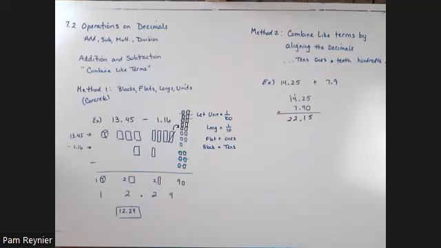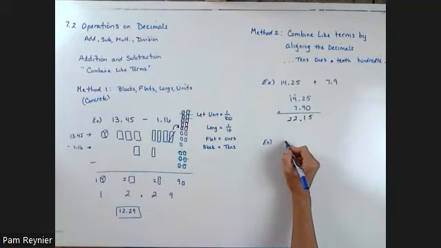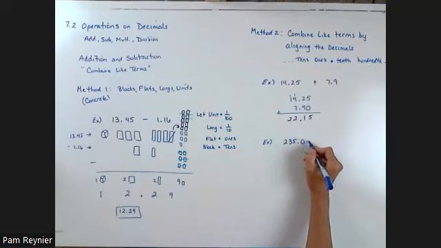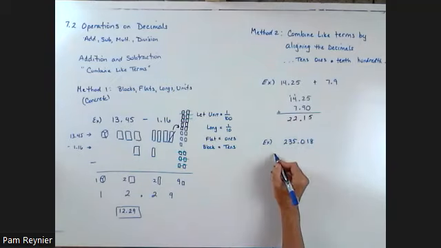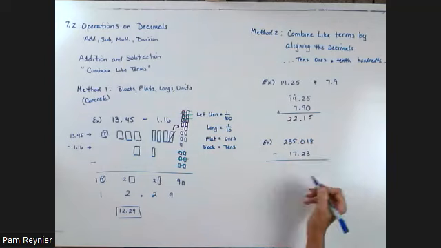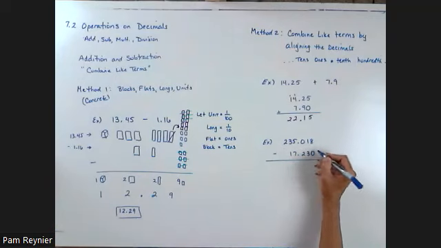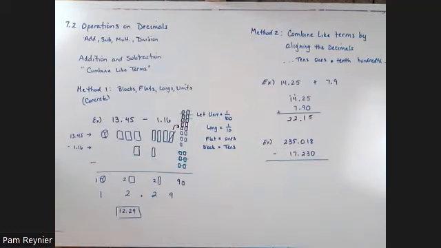So I'm thinking one example is fine there. Same with subtraction. Let's say I have 235.018 and I want to subtract 17 and 23 hundredths. Lining up the whole units, making sure they have the same number of place values, and let us begin.